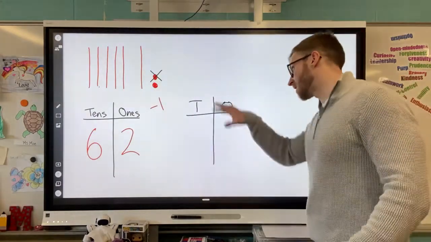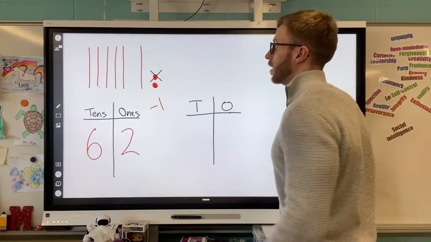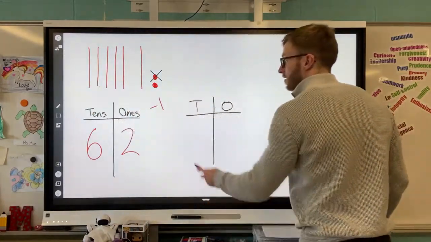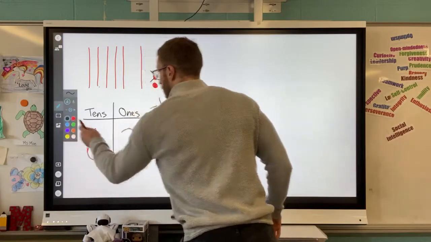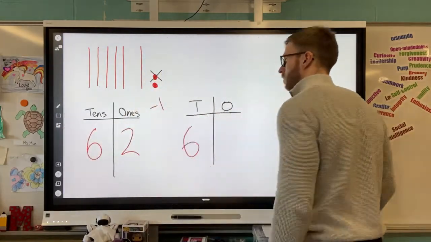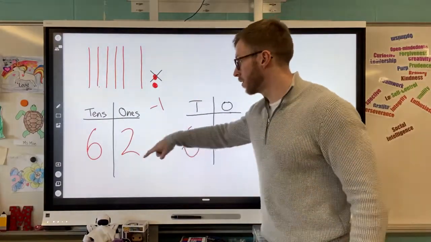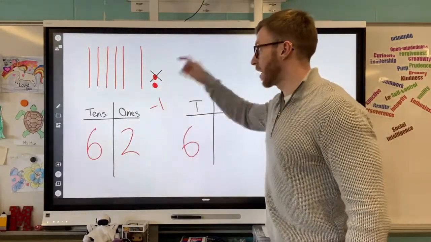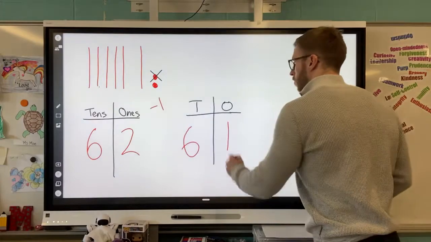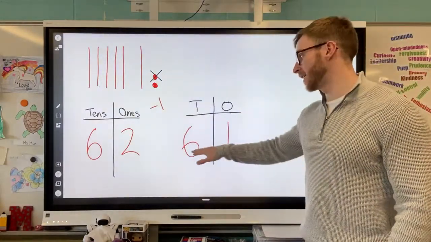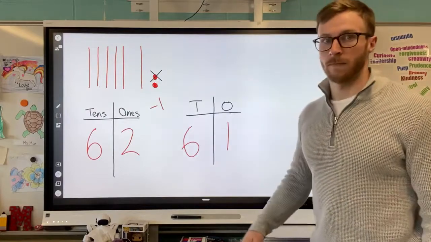Now let's count this out and figure out what we have here. See how many 10s? 1, 2, 3, 4, 5, 6. I still have 6 10s. Did our 1s change? I had 2 1s, then I subtracted 1. So now I only have 1 1. So 62 minus 1, or 1 less than 62, is 61.